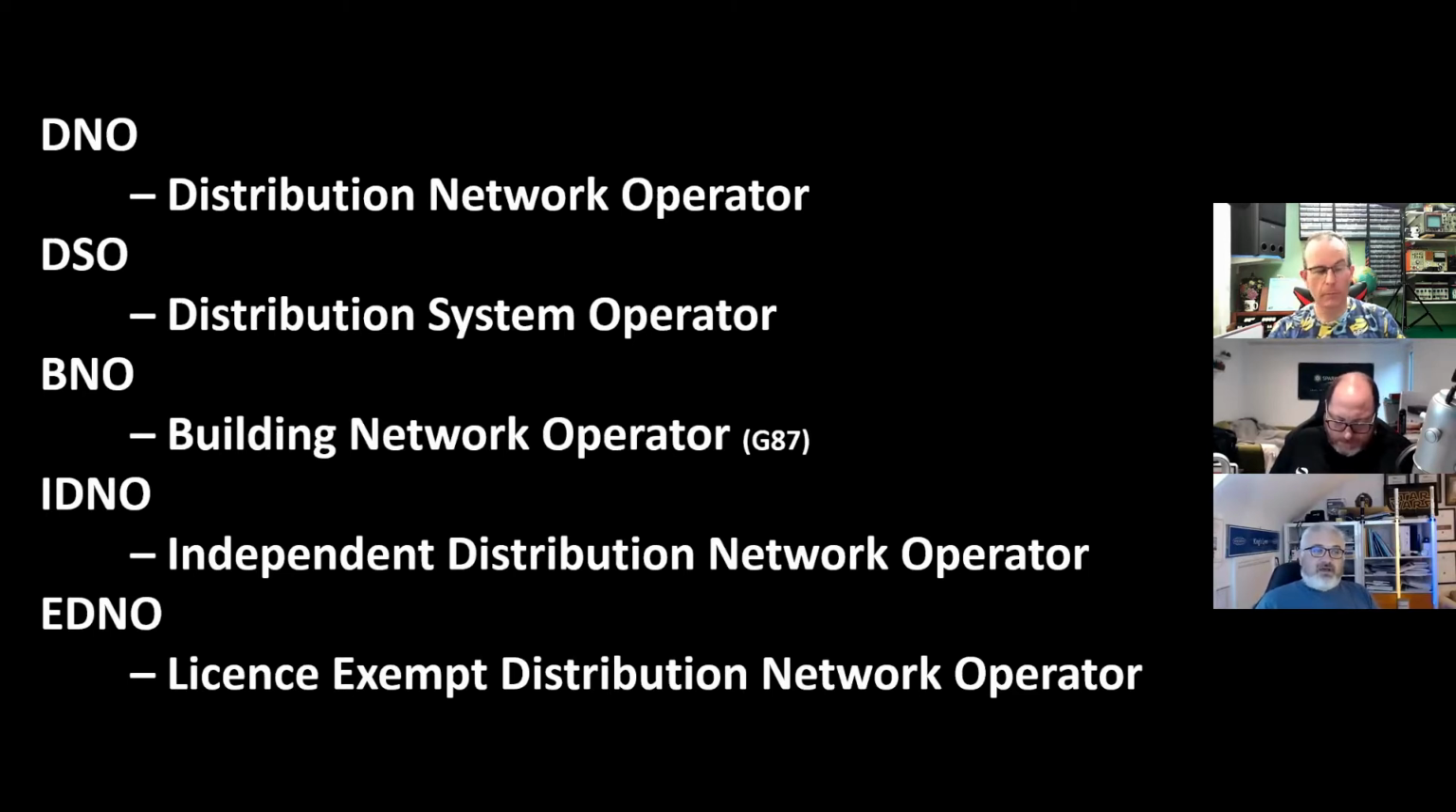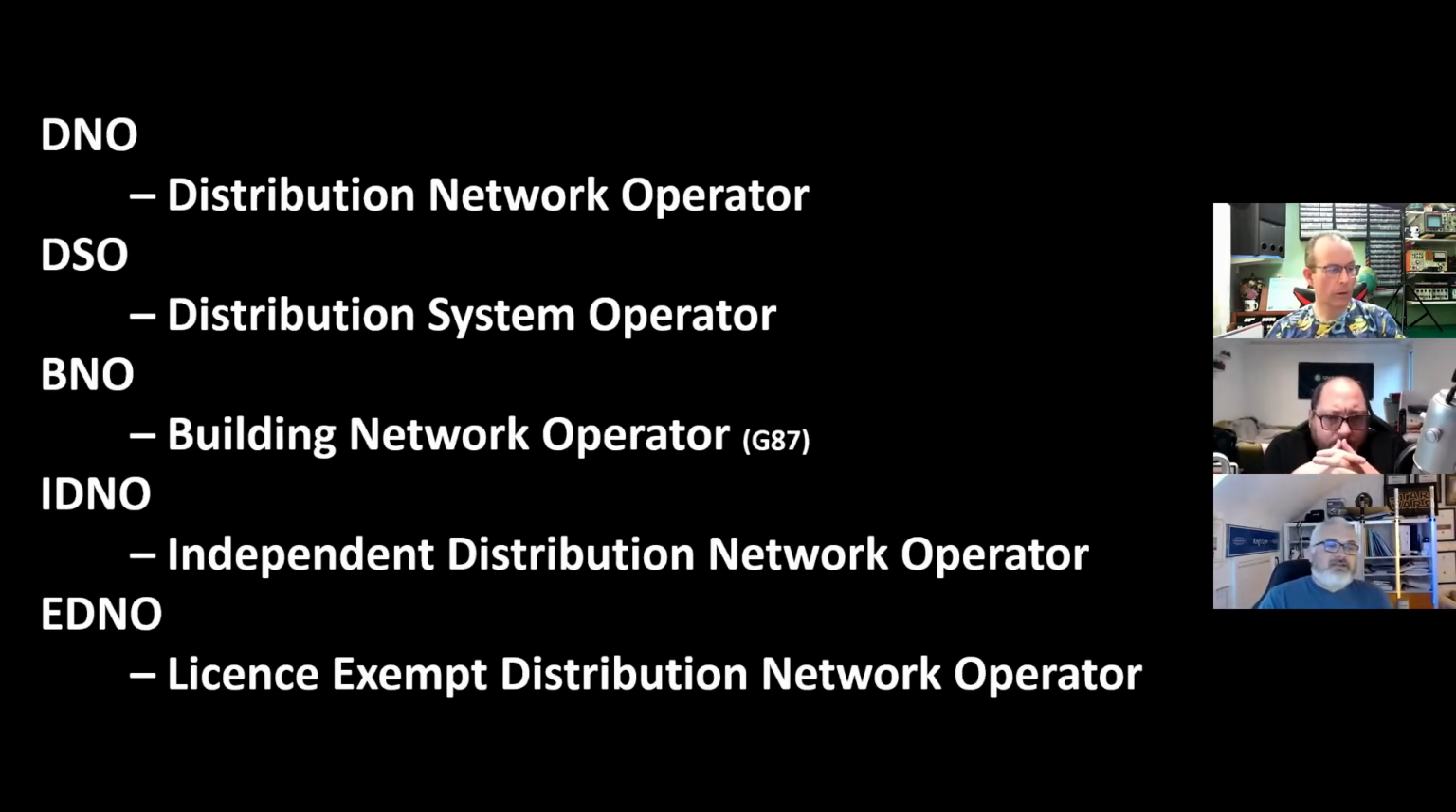They're governed by a standard called G87, but there are also ones called IDNO, Independent Distribution Network Operator, which I'll tell you about in a second, and EDNO, License Exempt Distribution Network Operator, and that's like the Network Rails of this world, because Network Rail are license exempt, a network operator that generates and transmits electricity all around the country for railways.